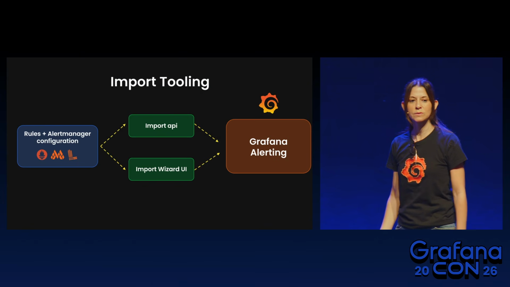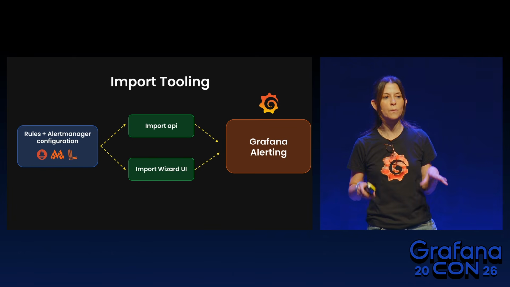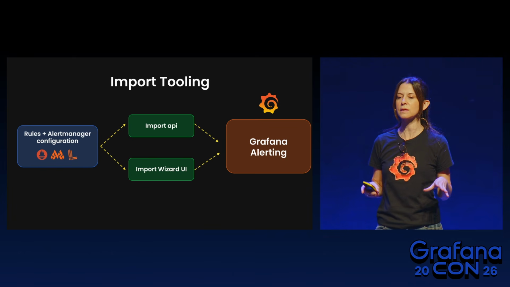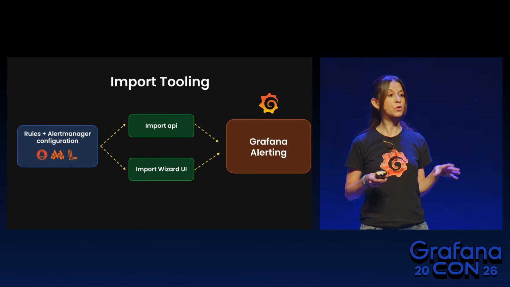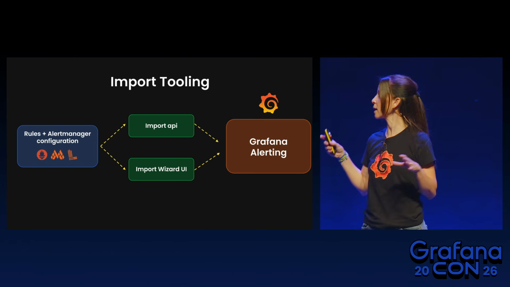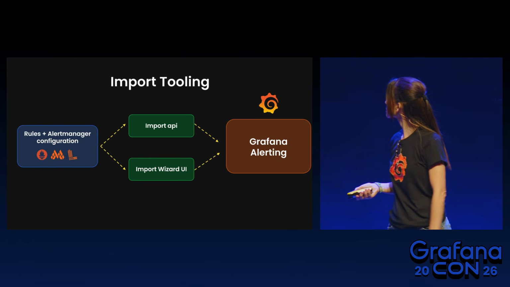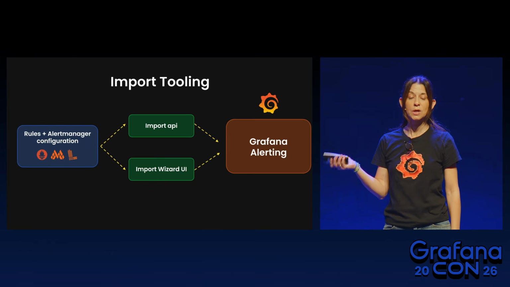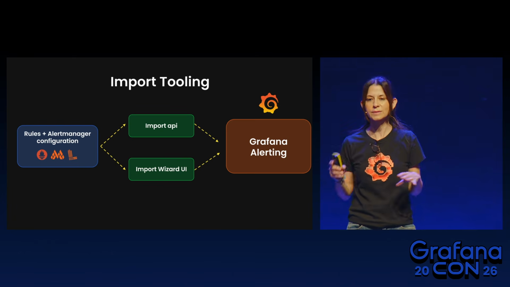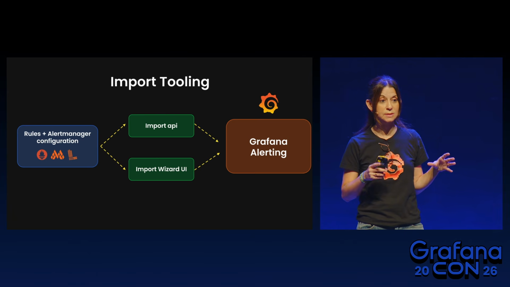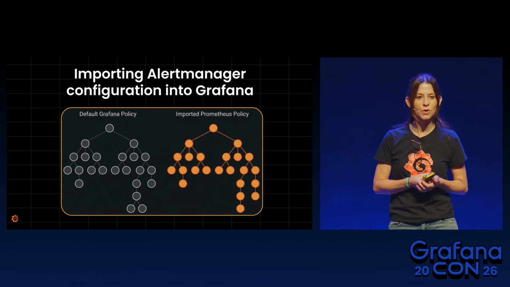But let's talk about the new import tool, because we have built a Prometheus compatibility layer directly into Grafana. This means that now you can import your alert rules and your alert manager configuration into Grafana Alerting. With this import tool, you don't need to copy-paste anything. You don't need to rewrite expressions. Your alerts will work in Grafana. But how does this work?